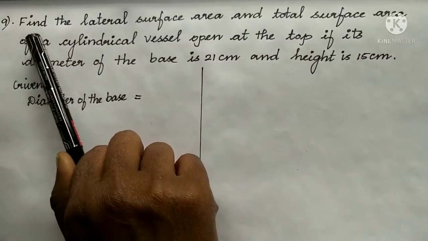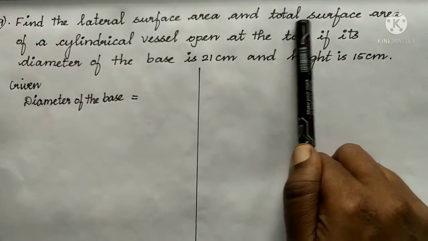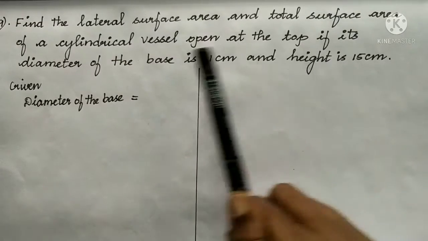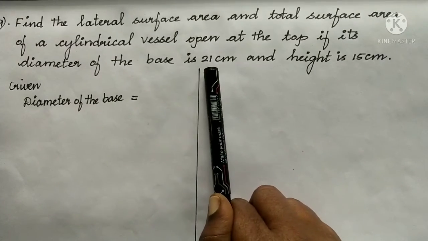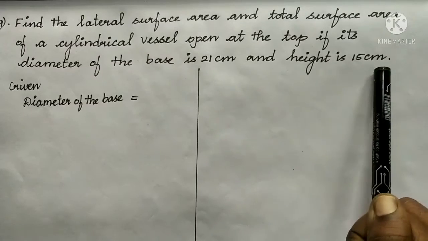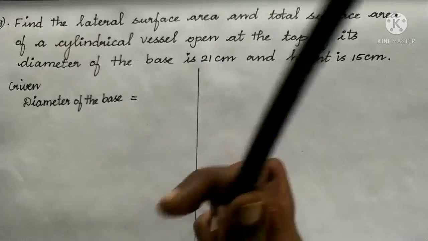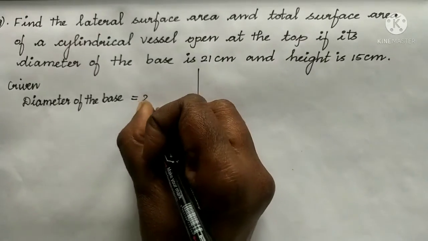Question number 9. Find the lateral surface area and total surface area of a cylindrical vessel open at the top if its diameter of the base is 21 cm and height is 15 cm. First, we'll write the given. Diameter of the base is 21 cm.